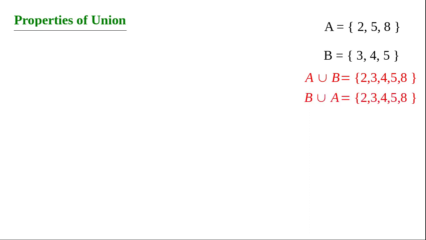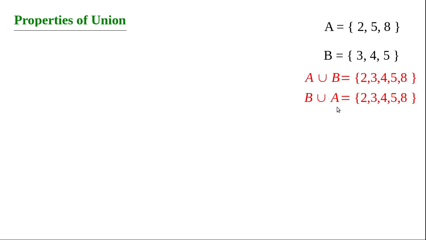Clear? Now we are going to learn some properties of union. Listen. Let A equal {2, 5, 8} and B equal {3, 4, 5}. Then what is A union B? That is very simple. That is {2, 3, 4, 5, 8}. Then what will be B union A? Is there any difference? No. B union A is also the set of all elements which are either in B or in A or in both. Then it becomes {3, 2, 4, 5, 8}. Since in roster form or in a set, there is no importance to the order in which the elements are listed, we can write in any order. It means that A union B equals B union A.